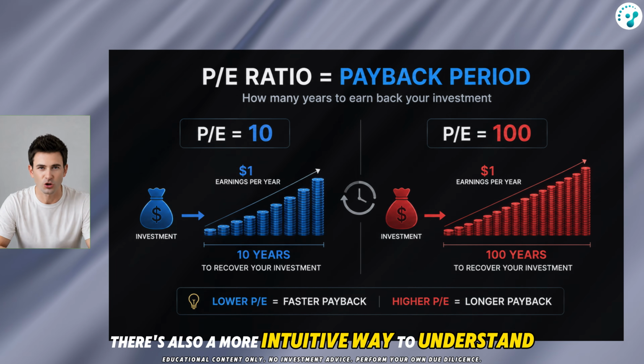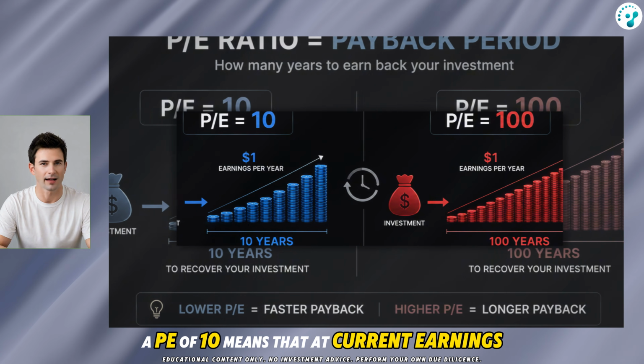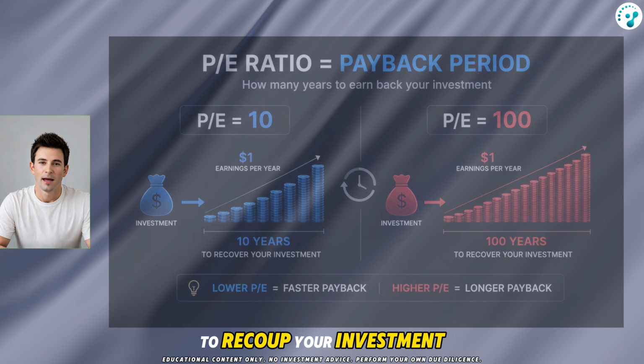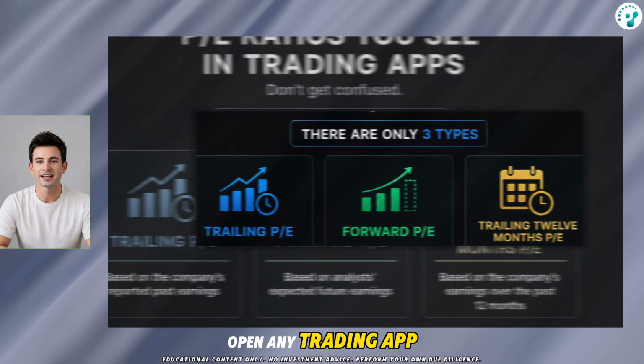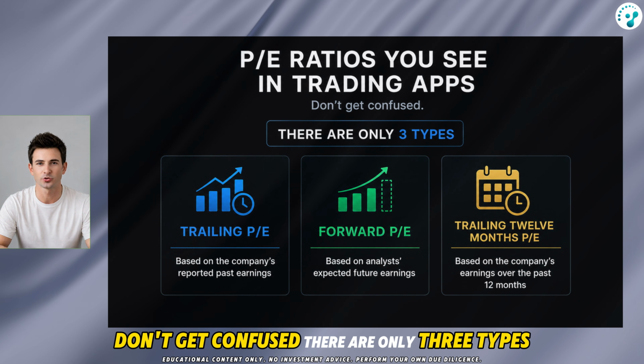There's also a more intuitive way to understand it. Payback period. A PE of 10 means that at current earnings, it would take you roughly 10 years to recoup your investment. A PE of 100, that's 100 years. Open any trading app and you'll see several different PE numbers. Don't get confused, there are only three types.